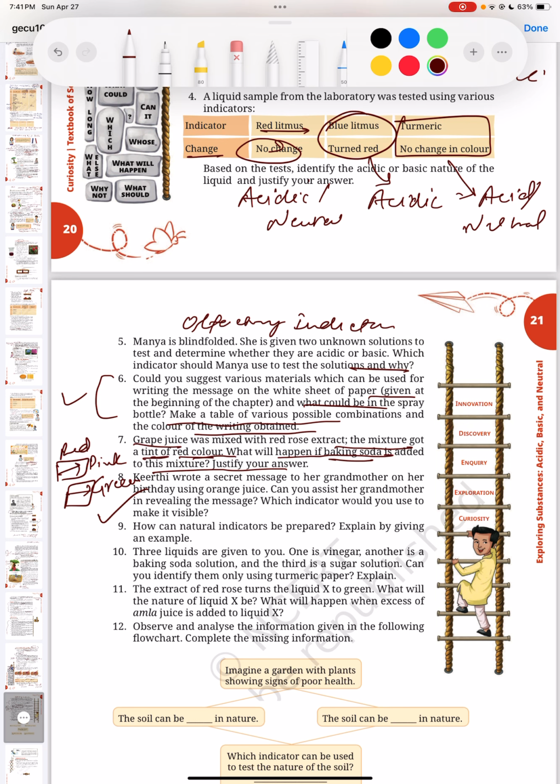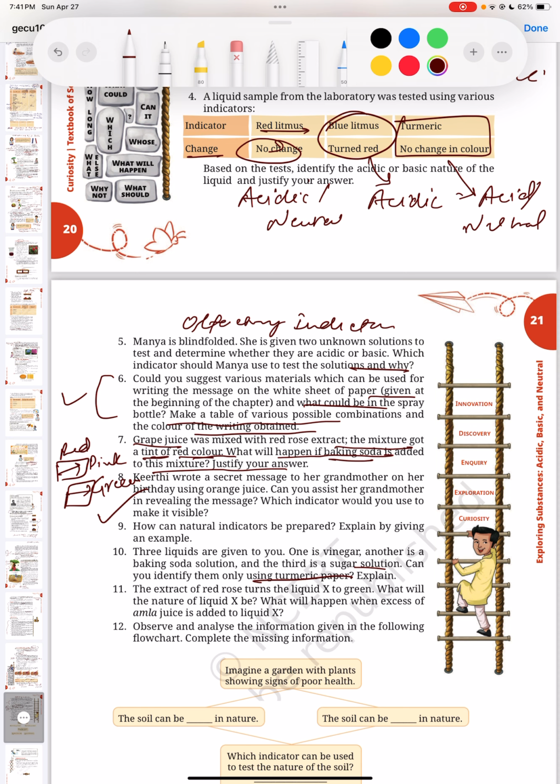How can natural indicators be prepared? Explain by giving an example. As we have just seen, one natural indicator is red rose, so we crush that fruit or whatever it is, obtain its juices, and there you have it, your indicator. Now three liquids are given to you. One is vinegar, another is baking soda, and the third is sugar solution. Can you identify them using only turmeric paper? Explain. It's a very interesting question actually.